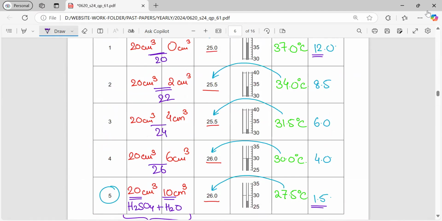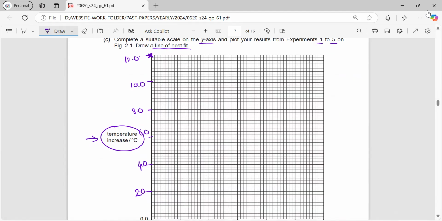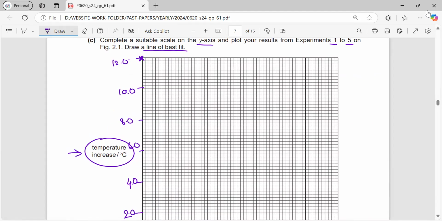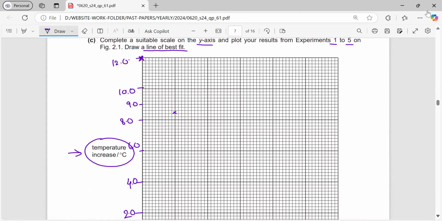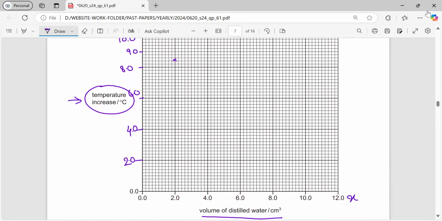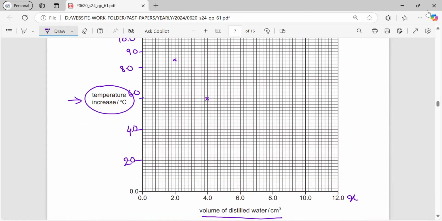Then at 2 centimeter cube distilled water, 8.5. Here we have 9.0, so 8.5 will be somewhere in the middle here. Then with 4 centimeter cube, we have 6 difference. With 4, we have 6. Here you go. With 6, it's 4. So at 6 volume of distilled water, we have a temperature difference of 4.